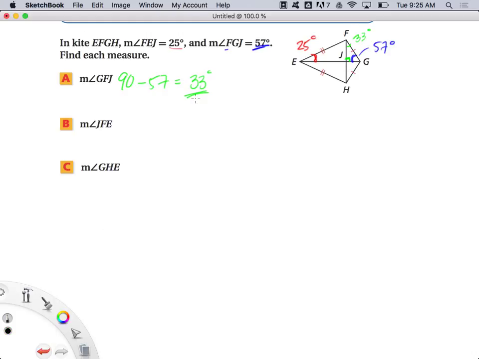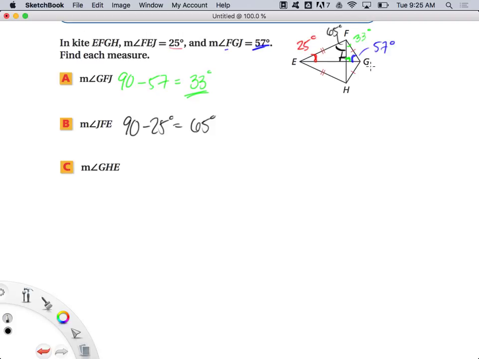you missed good stuff. JFE is this angle right here. Okay? Again, this I know is 90 because the diagonals are perpendicular. So these two have to add up to 90 degrees. So I do 90 minus 25 equals 65 degrees.